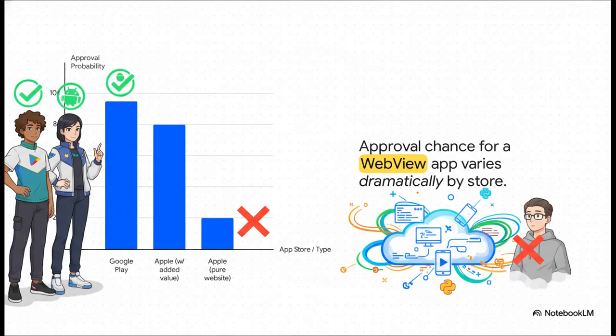This really puts it all into perspective, doesn't it? Take a pure WebView app. On Google Play, your odds are very high. You're probably good to go. That exact same app on the Apple App Store, it's likely getting rejected. But, and this is the key, the moment you add that little bit of native value we just talked about, your chances with Apple shoot right back up. It makes all the difference.